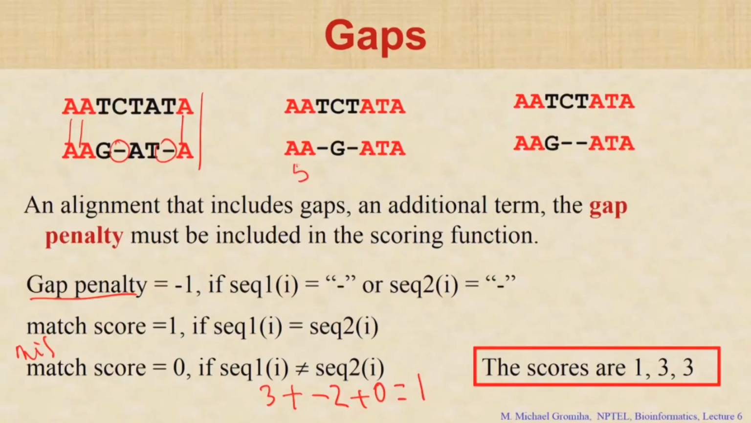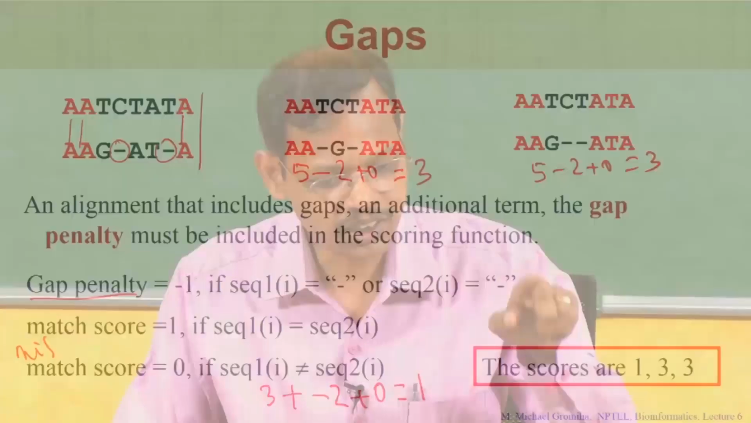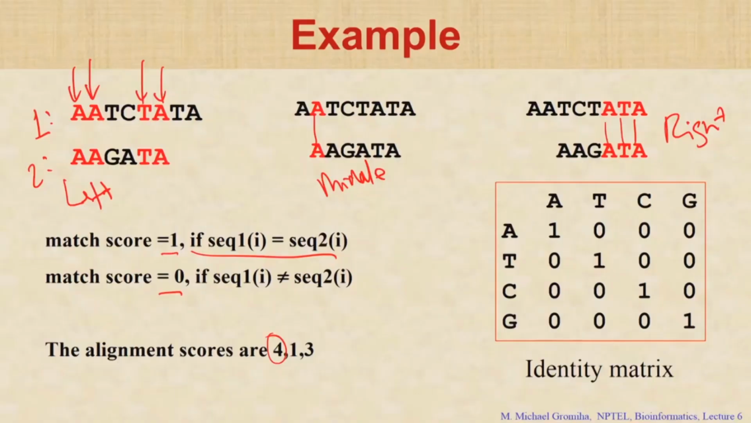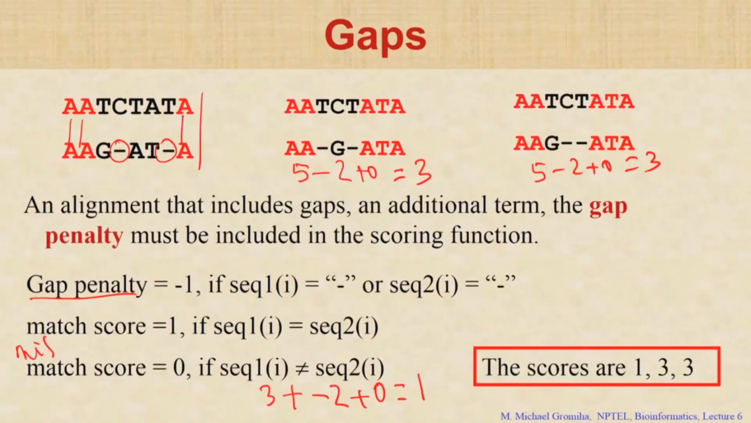So, what is the matching score? 1, 2, 3, 4, 5, -2, okay, plus 0, this is equal to 3. About this one? 1, 2, 3, 4, 5, 5 minus 2 plus 0, this is equal to 3, right. So, in the earlier alignment without gaps we got the scores 4, 1, 3. Now, we aligned with the gaps, so we change the score, and we get 1, 3, 3.